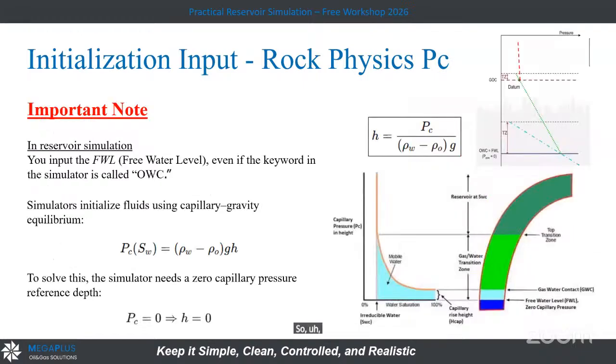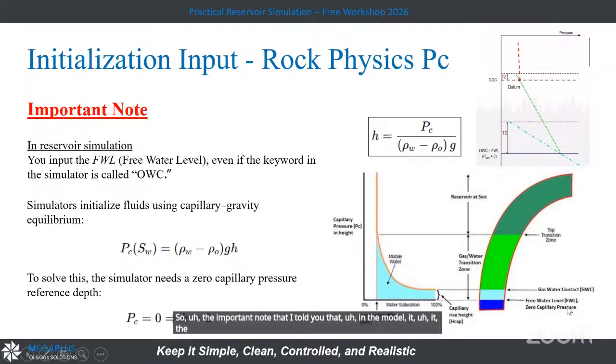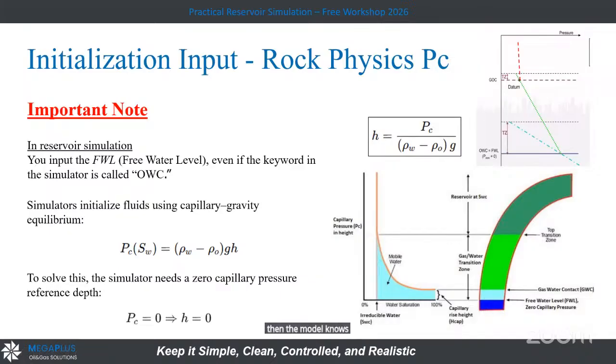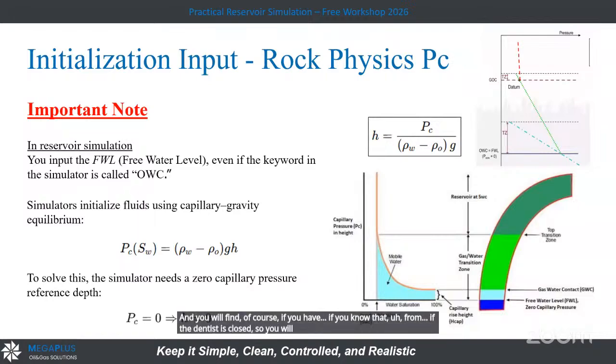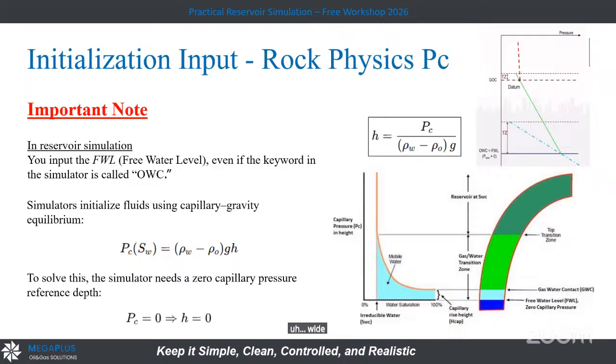So the important note that I told you is that in the model, the free water level is the one that is inserted. Then the model knows the capillary pressure equals zero and will distribute, and the mobility of the fluid will depend on the capillary pressure later on. So it's a function of density, and of course, if the densities are close, you will have a high transition zone. If the density contrast is very wide, as with oil and gas, the transition zone will not exceed 5 feet or something.